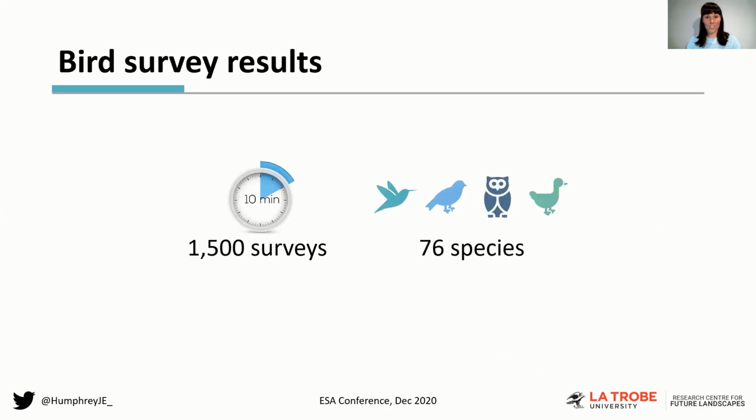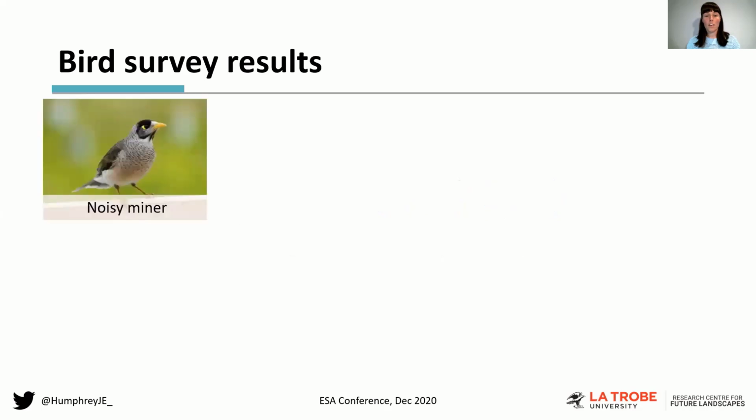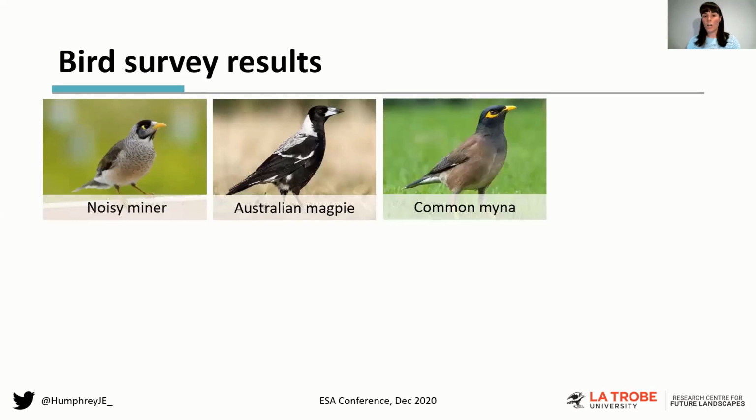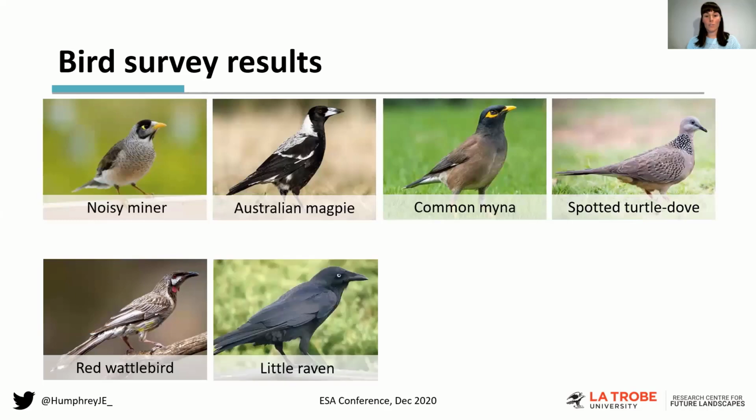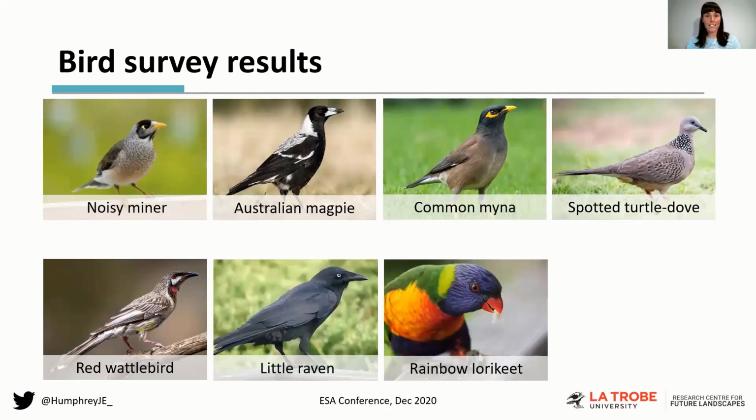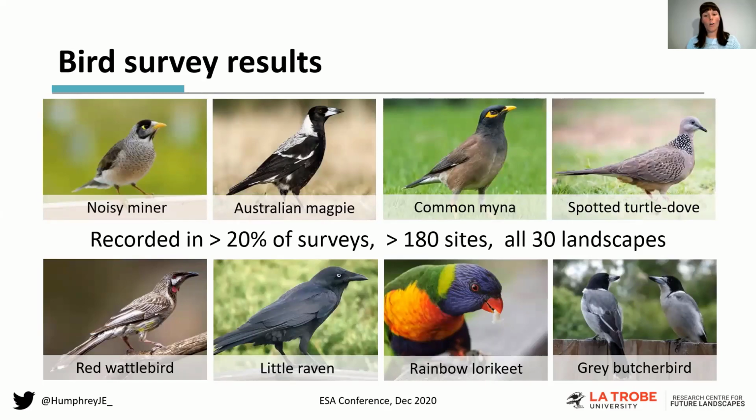Now I'll move on to my results. Overall, I conducted 1,500 bird surveys, where I recorded 76 species, including 71 natives and 5 exotic species. The most commonly recorded birds included the noisy myna, Australian magpie, common or Indian myna, spotted turtle dove, red wattlebird, little raven, rainbow lorikeet, and the grey butcherbird. All 8 of these species were recorded in over 20% of my surveys at more than 180 sites and were present in all 30 landscapes.